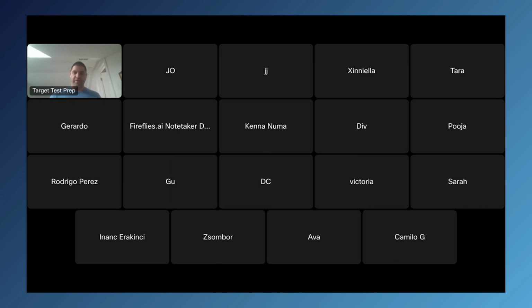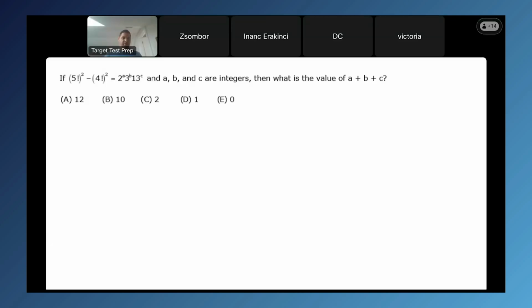All right, so this first question is one I've actually done with you guys before, but it incorporates a couple different types of skills here. One of them being quadratics, and then the other one being a little bit of number properties. So as always, I'm going to give you guys a couple minutes, work through this, and then we'll go from there. All right, take a stab at this, and we'll talk about it.